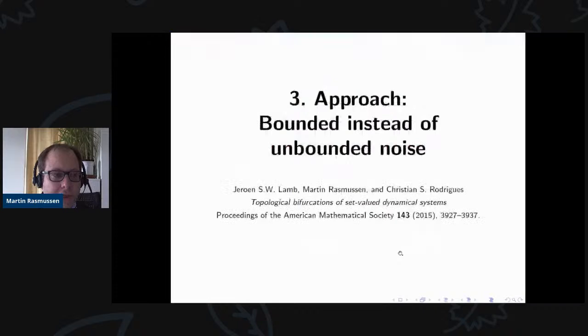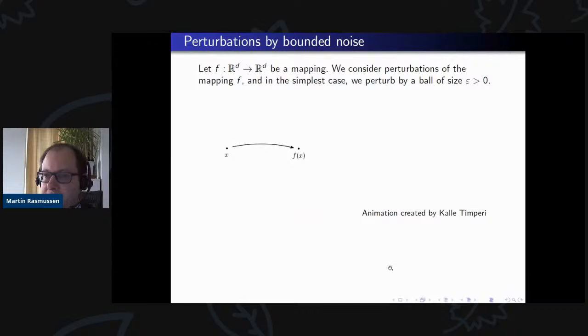In the remaining part of the talk, I have only a few minutes left, I think 7 minutes. I would like to explain something about the use of bounded noise instead of unbounded noise. We will see that in the pitchfork bifurcation, we get in particular two different sets after the bifurcation, which can be isolated. So you cannot synchronize anymore if you have bounded noise. And I would like to first motivate this in a more general setting.